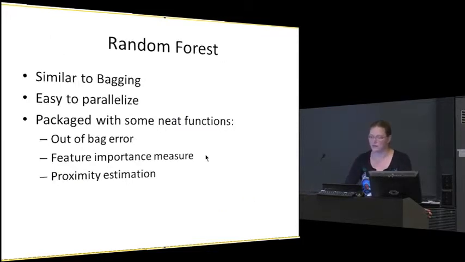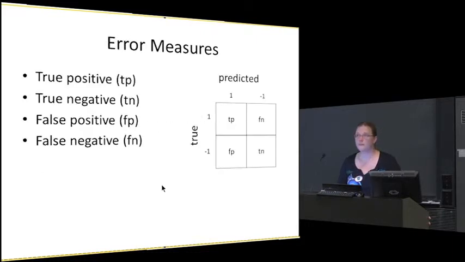So to summarize, it's similar to bagging, and it's also easy to parallelize, right? You again have all the trees working in parallel, and you normally have these neat functions in the packages, like the out-of-bag error, the feature importance measure, and the proximity estimation. You have to look in some of the packages, they are off by default because it's additional computation that you need to do, so you need to put a true somewhere in there to get those measurements out. Okay, that's about the random forest.